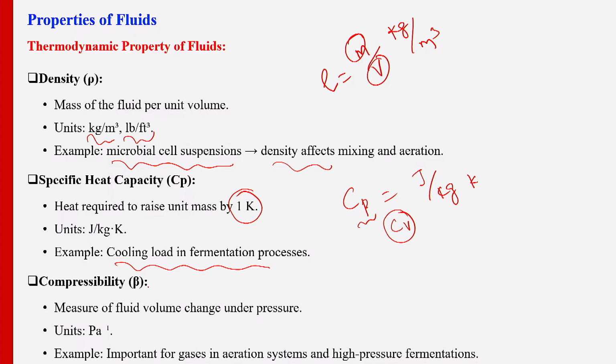The last one is compressibility. The compressibility unit is inverse Pascal, like reciprocal pressure units. It measures the change in fluid volume under pressure, and that is called compressibility. It is important for gases in the aeration system and in high pressure fermentation, where we always use compressibility.